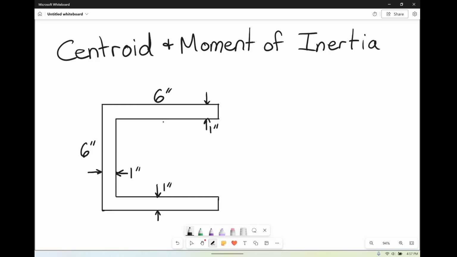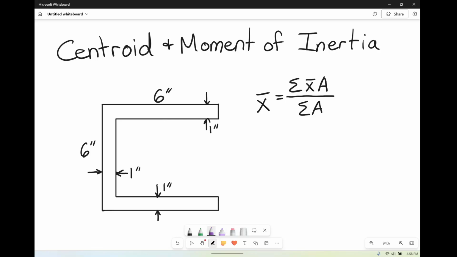Now to calculate the centroid, effectively it's just a weighted average. A weighted average for the x direction is simply the sum of the individual x-direction centroids for each piece times their areas, over the summation of all of the areas. The units for this are whatever distance you have for x bar, and the areas cancel each other because it's area over area.